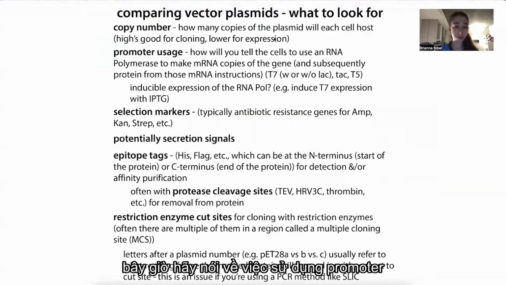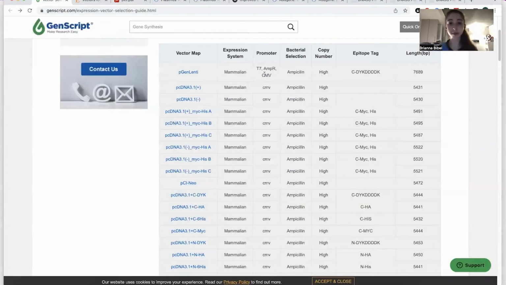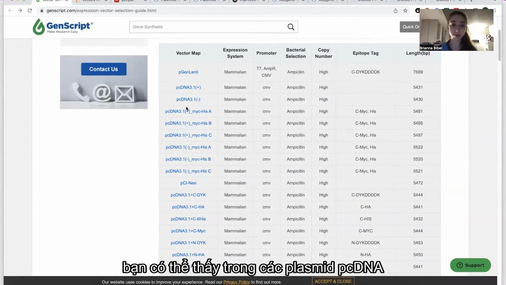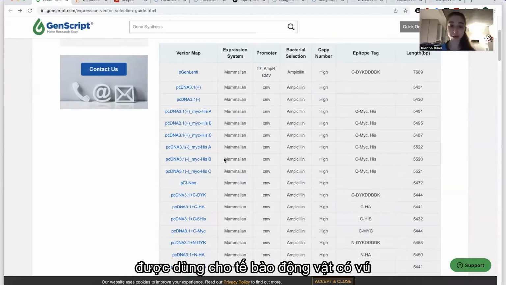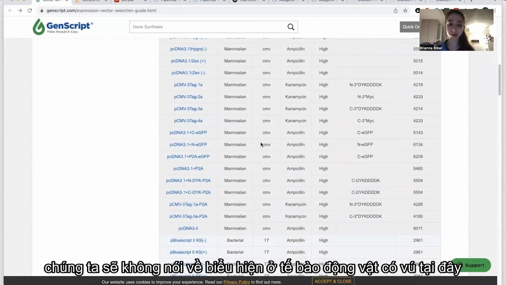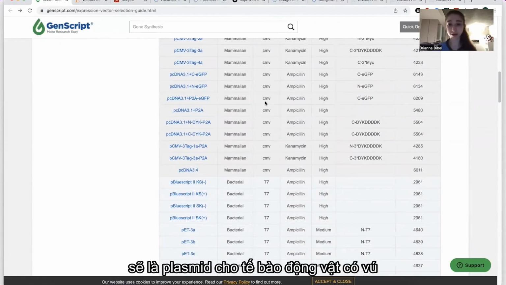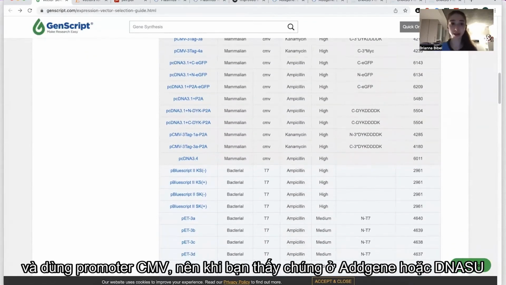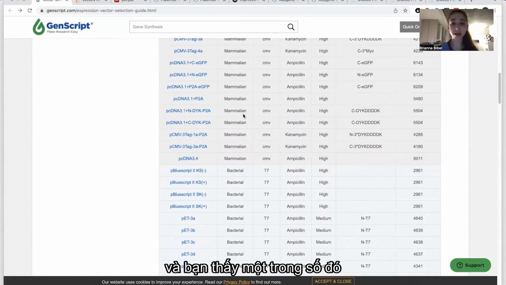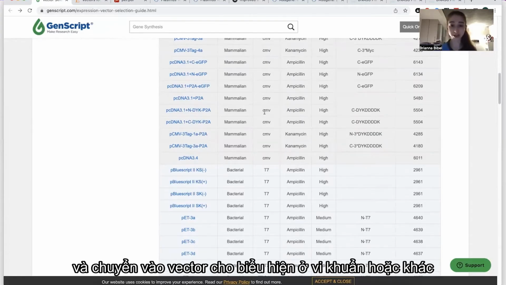And now let's talk about the promoter usage. When we talk about the promoter usage, now we're talking about this section. You can see that these pcDNA clones are from mammalian cells, and these are under this promoter called CMV. We're not going to talk about mammalian cell expression here, except to note that these plasmids, these pcDNA 3-point-somethings, are going to be mammalian and CMV. When you're looking in Addgene or DNASU and you see one of those, it's going to be a mammalian expression vector. But remember that you can always just subclone it out of that vector and into a vector for bacterial expression, etc.